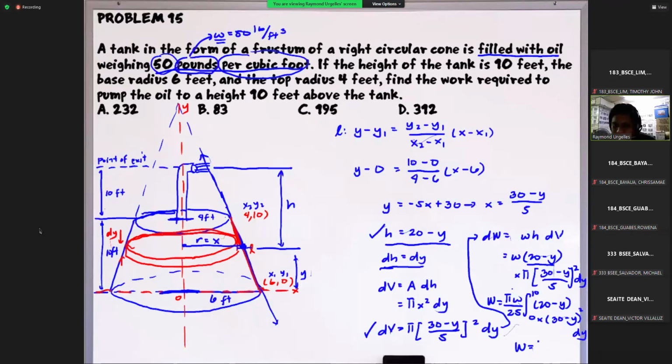So this is pi over 25, times omega. Ano yung omega natin? 50. Then multiplied by yung laman ng integration natin. Alam ko may i-convert pa tayong unit dito.